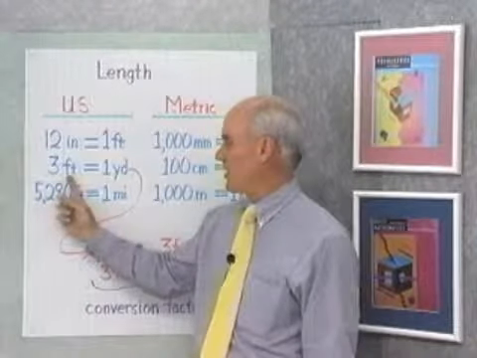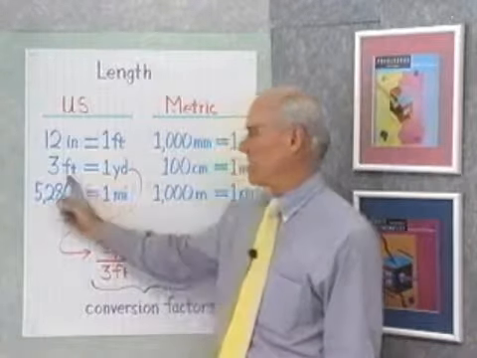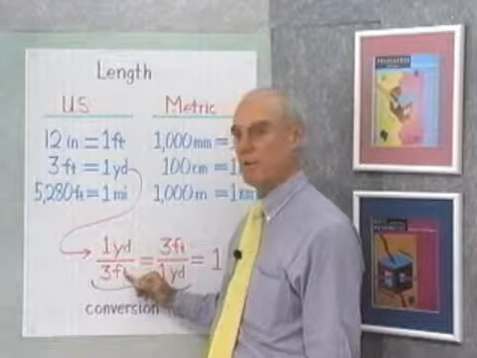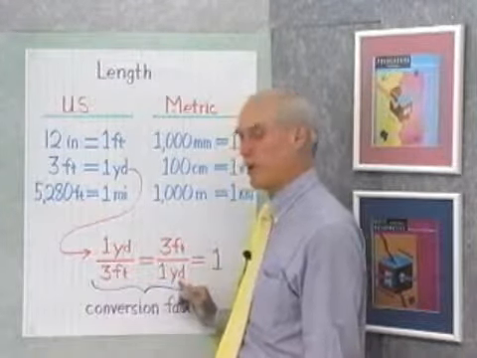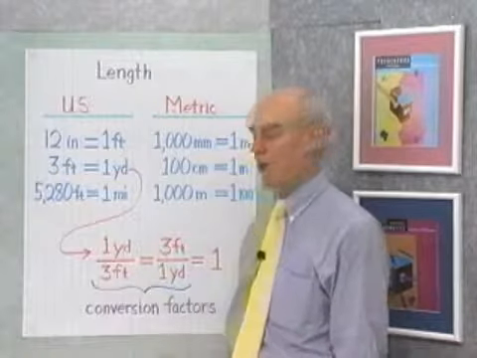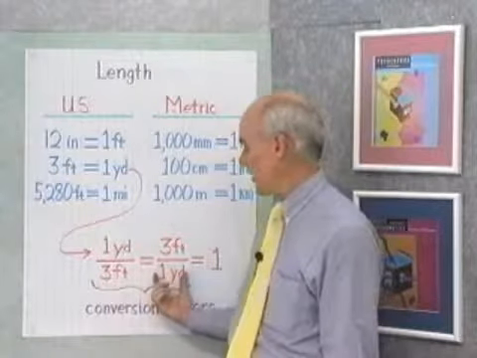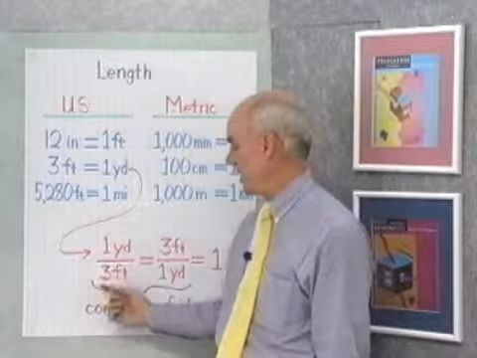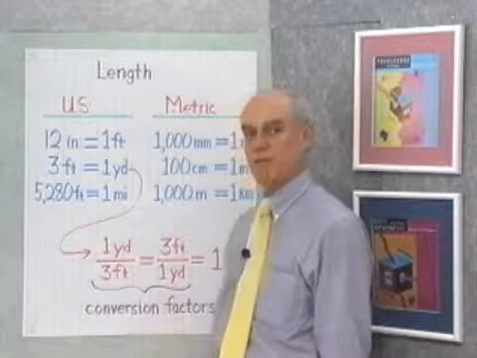Now if I look at this 3 feet and 1 yard right here, since 3 feet is equal to 1 yard, that means that 1 yard divided by 3 feet and 3 feet divided by 1 yard are both equal to the number 1. So this is the number 1 and this is the number 1 because 3 feet and 1 yard are exactly the same thing. Now we call each of these a conversion factor.